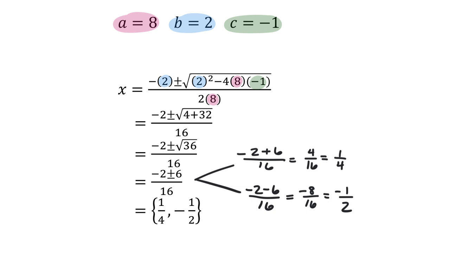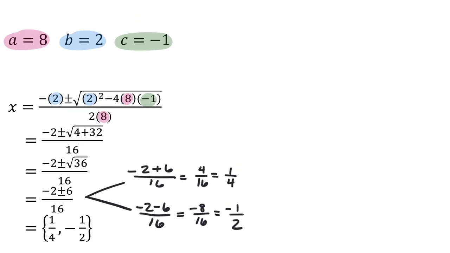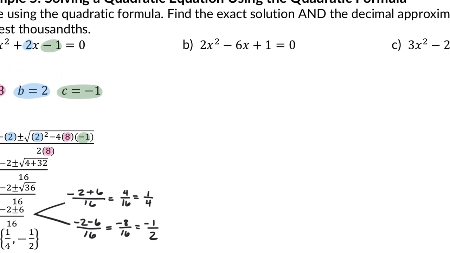So for example, one that does not have nice, pretty answers at the end, I'm already giving you a warning, is this guy. Okay, what is A here? 2. What is B? What is C? Great. We're going to plug it into the quadratic formula slowly so that we can follow along with me.